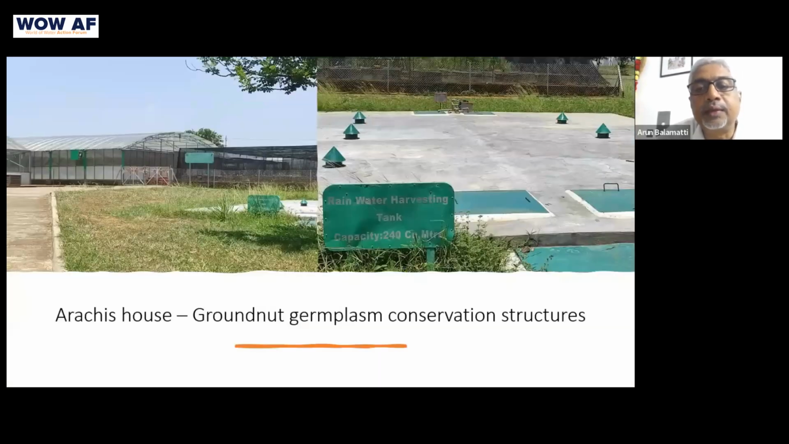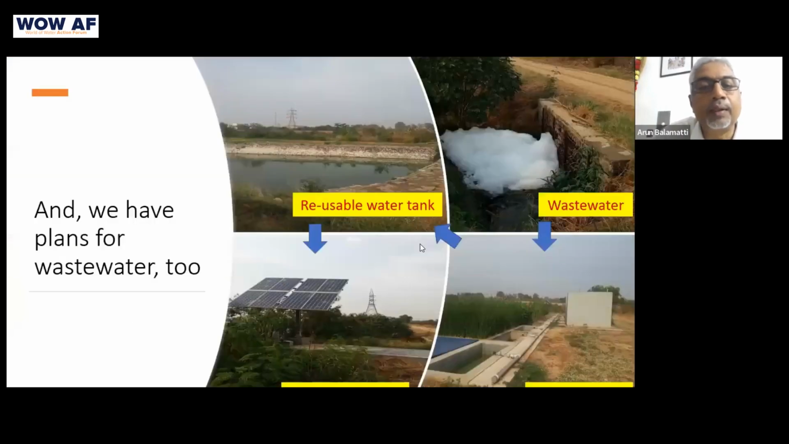This is another roof water harvesting structure next to our Arachis house, where we maintain the groundnut germplasm. Some of the wild species don't really produce seeds, so we have to maintain those germplasm live. That is how they are maintained here, and rainwater from their rooftop is also collected here. Here again, it's another 240 cubic meters.